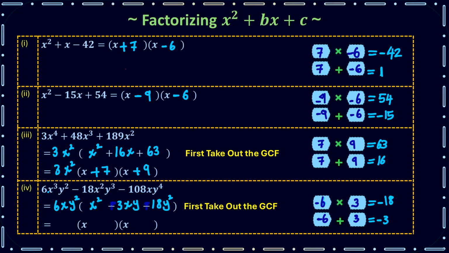We're going to put them in the parentheses, carry down the GCF of 6xy squared, and then inside we have x minus 6y and x plus 3y. Y is needed because the last term has a factor of y squared. Negative 6y times 3y gives us the negative 18y squared.